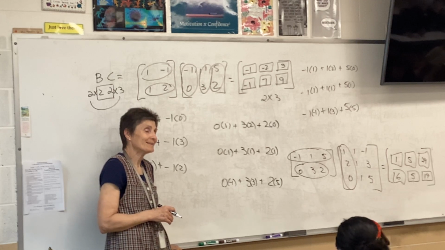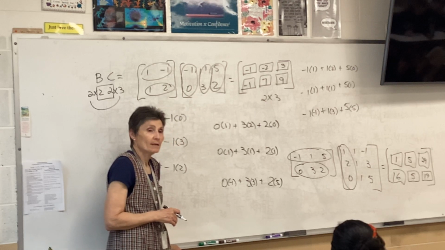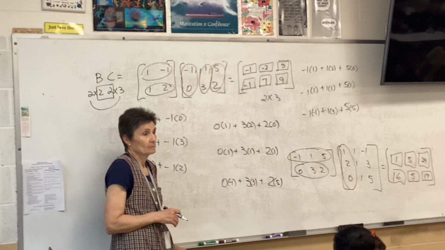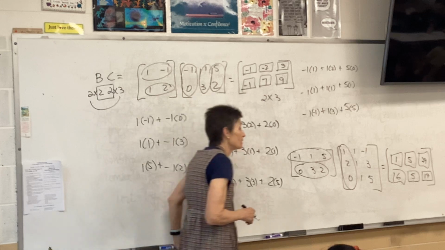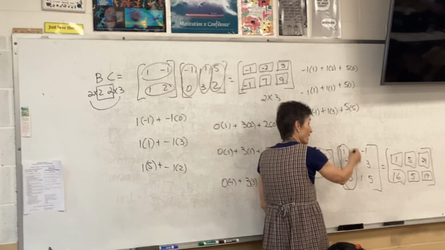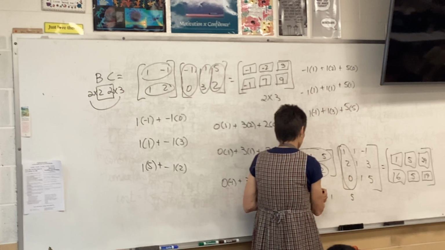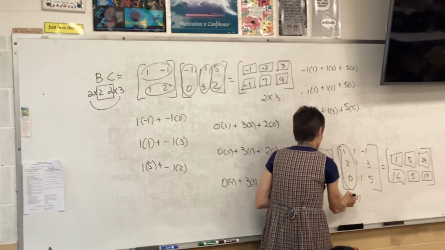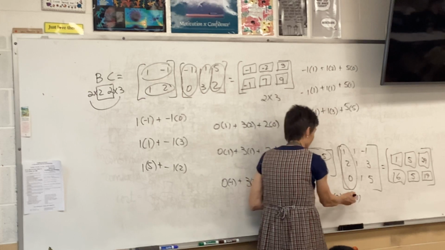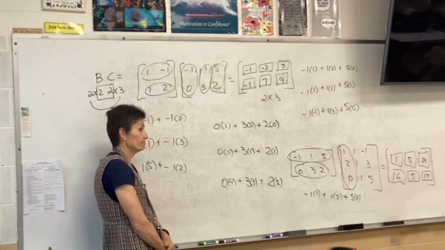Who did not get one of these numbers? Do we need to talk about how we got these numbers, any of them? Can you talk about how you got the one? This one right here? Yes. That is first row, first column. So we take our first row of numbers times our first column of numbers. Negative 1 plus 2 plus 0, right?